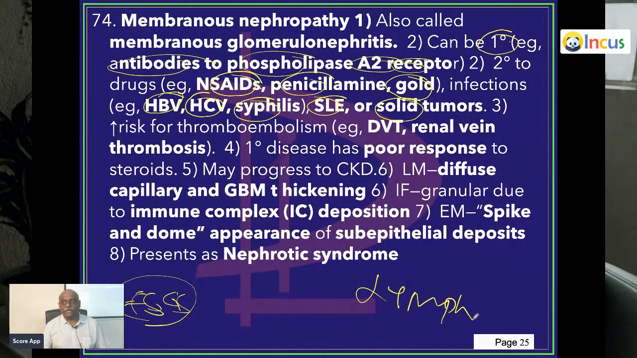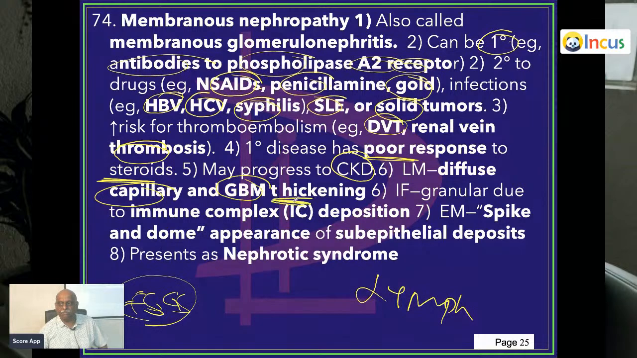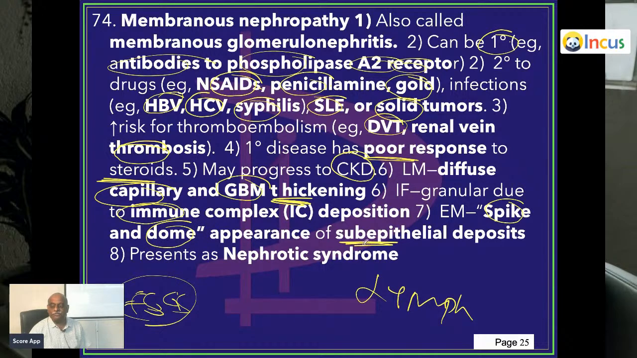So membranous nephropathy also increases the risk of thromboembolism. So it can lead to DVT, renal vein thrombosis, and it has a poor response to steroids. In children, minimal change disease has a good response, but here a poor response. It can progress to chronic kidney disease. And what do you see in light microscopy? Diffuse capillary and glomerular basement membrane thickening. That is what you see on light microscopy. Then if you do immunofluorescence, you find granular deposits, and a spike and dome appearance of subepithelial deposits.